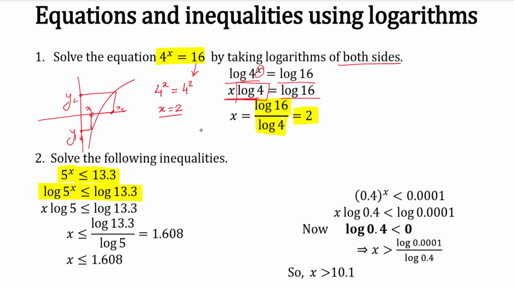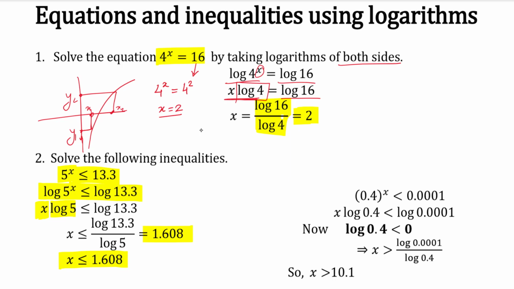So if 5 to the power x is less than 13.3, then log of this will also be less than log of this. Again by the property, x will come in the multiplication, x log of 5, so we send it to the other side, we get it from the calculator, and hence we got the set of values of x for which 5 to the power x is less than or equal to 13.3.